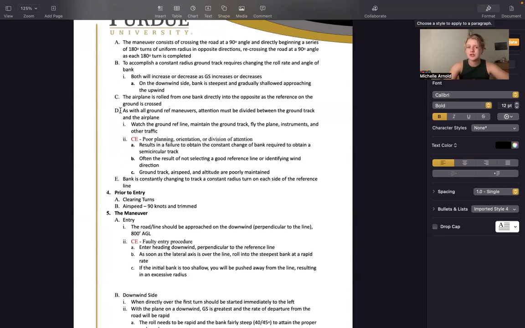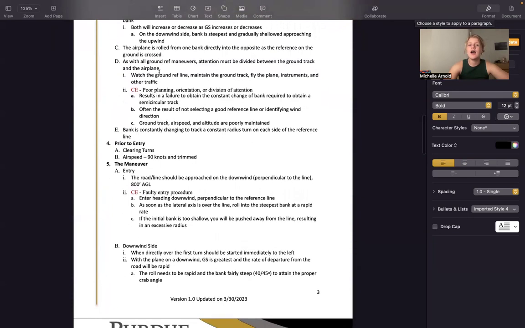As with all ground reference maneuvers, attention must be divided between the ground track and the airplane. Watch the reference line, maintain the ground track, make sure you fly the plane, so make sure you're looking at your altimeter and your slip skid indicator. You want to make sure the plane is coordinated at all times. And you also want to be scanning for other traffic at all times because you're VFR, so you're responsible for maintaining separation of other aircraft.